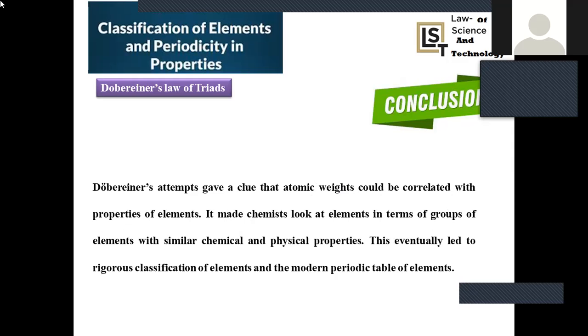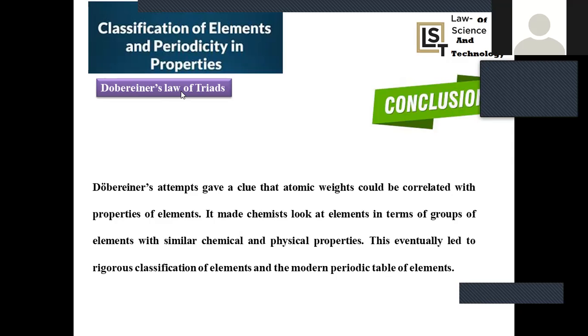In that way, clusters of elements with similar properties were made into similar groups. This eventually led to the rigorous classification of elements and the modern periodic table. Based on this as a foundation, further evolution of the periodic table was done. So this was very helpful. In today's periodic table also, wherever properties are the same, those elements are grouped into one particular group.